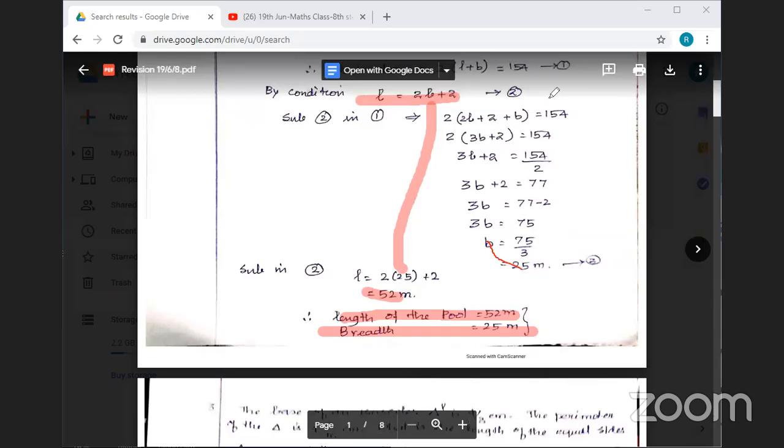Sir, we have taught this once. Can we go to the next problem? No problem. We have already seen this problem. This is the second time you are doing the revision.